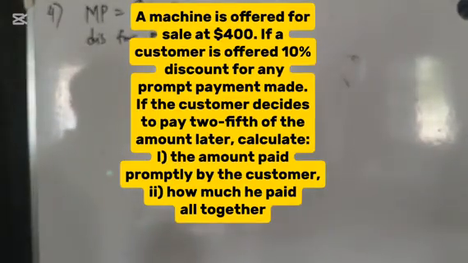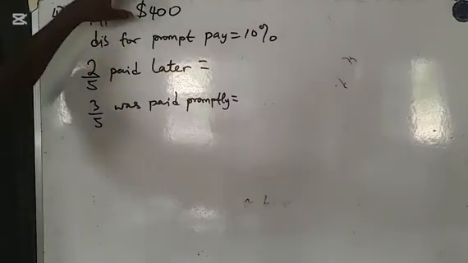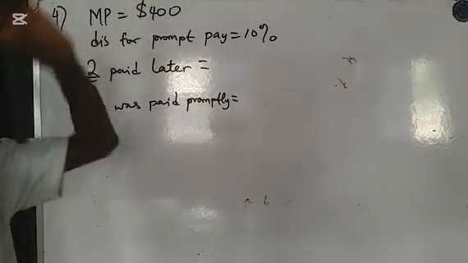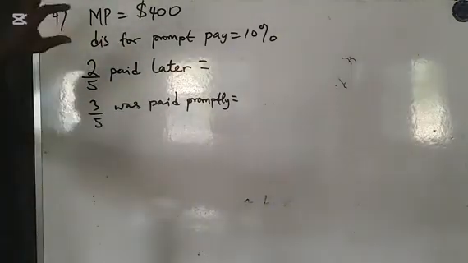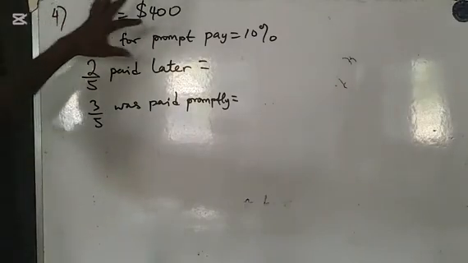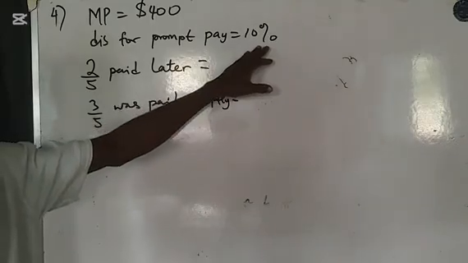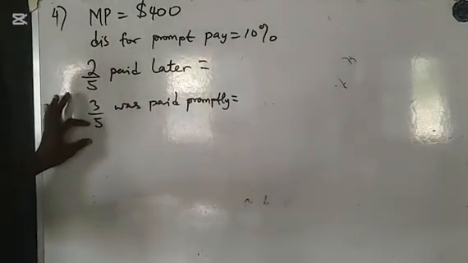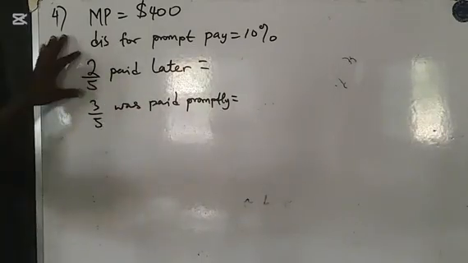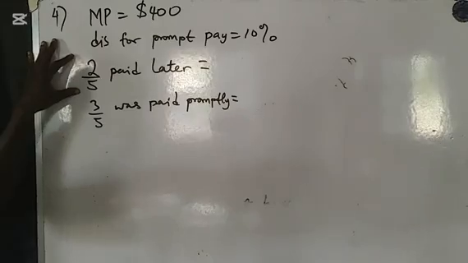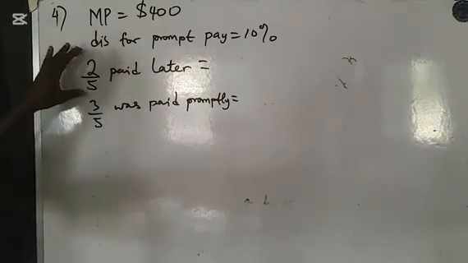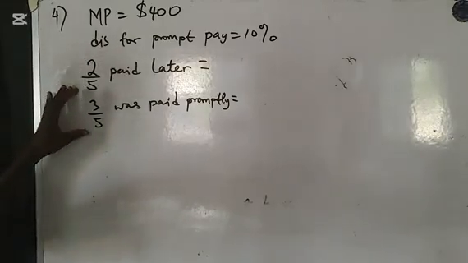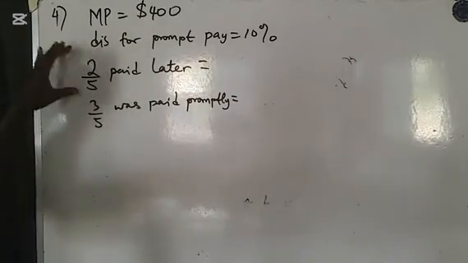If the customer decides to buy a machine offered at $400, the customer will enjoy 10% by paying promptly. But he only paid 3/5 promptly. He paid 2/5 later. Let's calculate the amount he paid later and the amount he paid promptly.